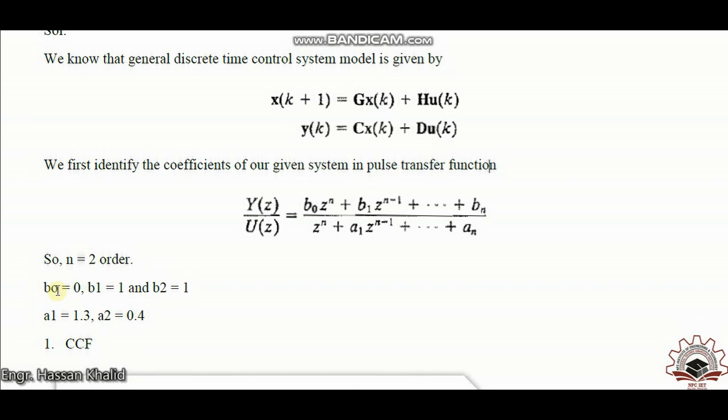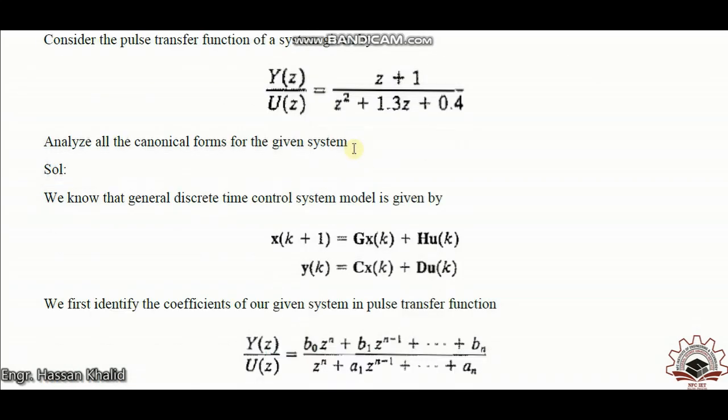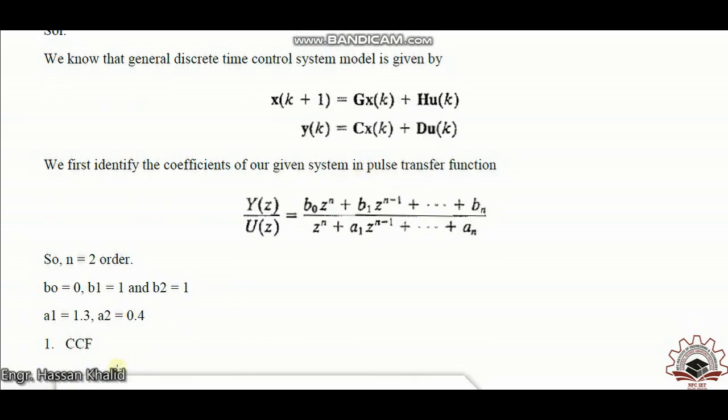Okay, what will be the value of b0 from here? b0 is equal to 0, and you will easily realize that z² is missing from this function, so b0 will be 0, b1 will be 1 and b2 will be 1. Similarly, the coefficients of a: a1 is equal to 1.3 and a2 is equal to 0.4.